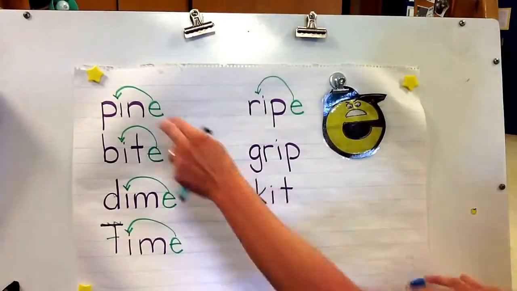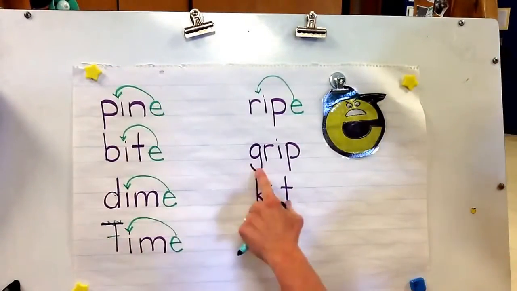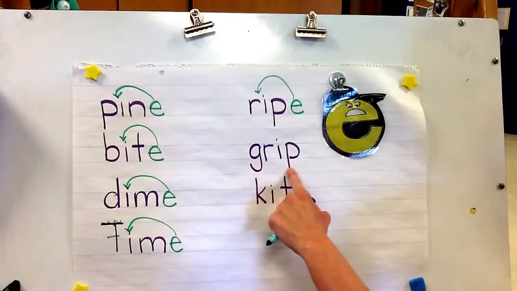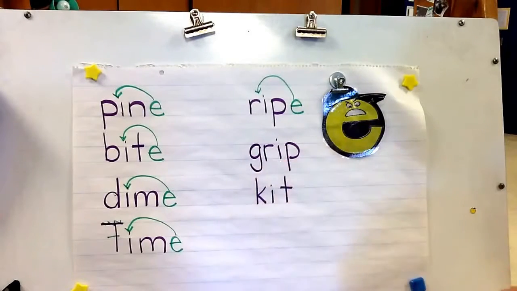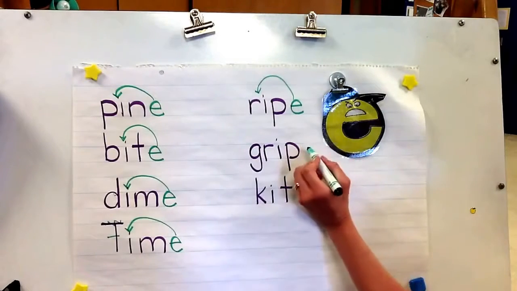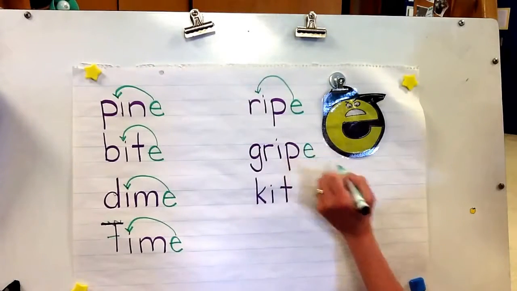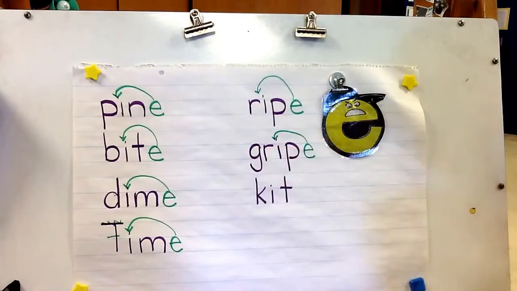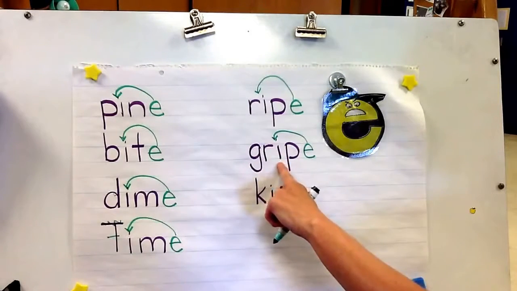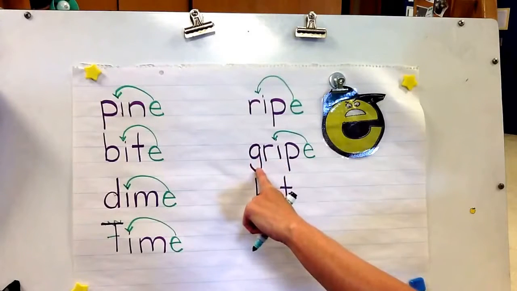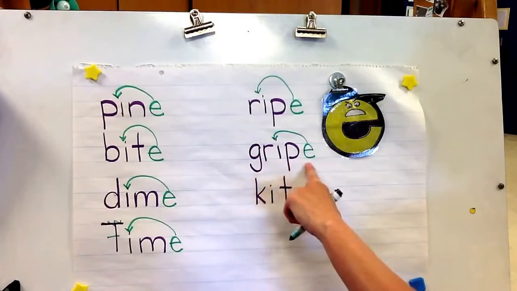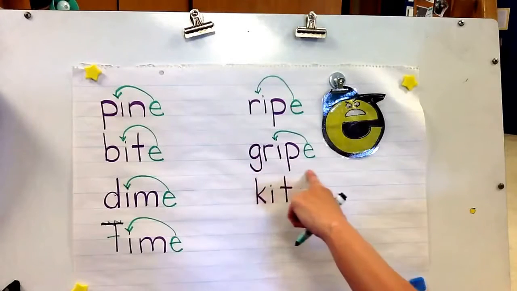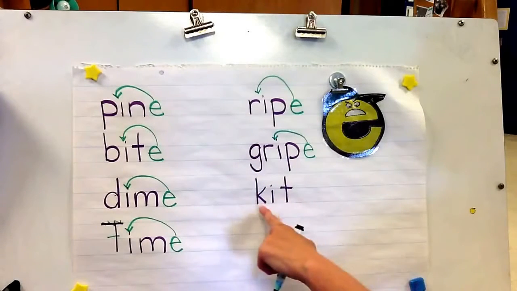All right, let's look here at this next one. This has a blend, doesn't it? Okay? This says grip. Grip has the short I. It says /i/. Grip. Let's add that Bossy E to the end. He says, you can say it with me, "Hey, you better say your name, and I'm not talking." So now the I says /ī/. Let's read this word together. Gripe. What's that word? Gripe. Good job.